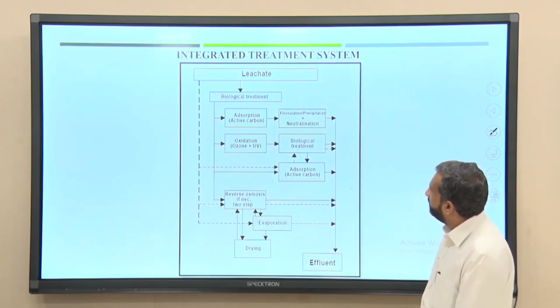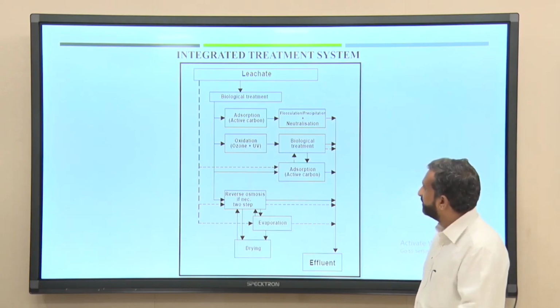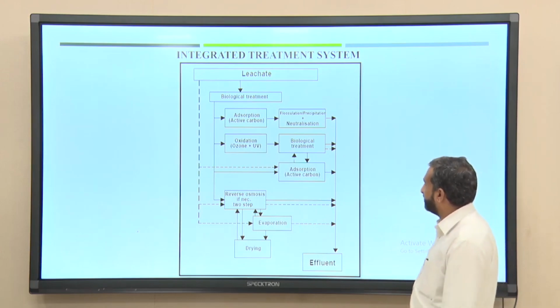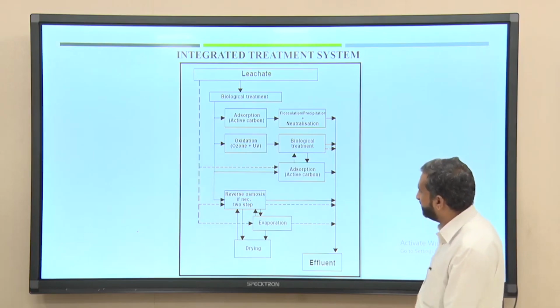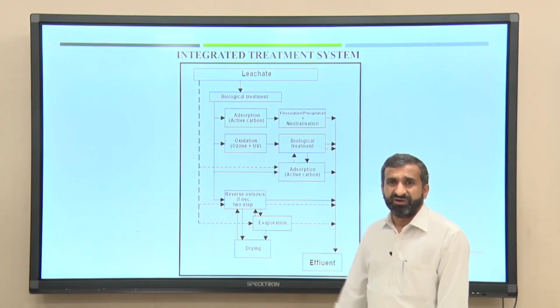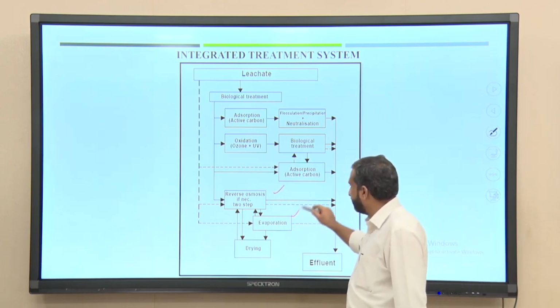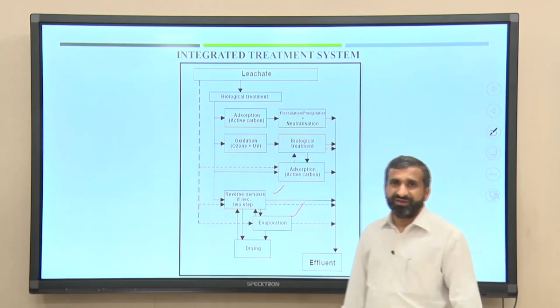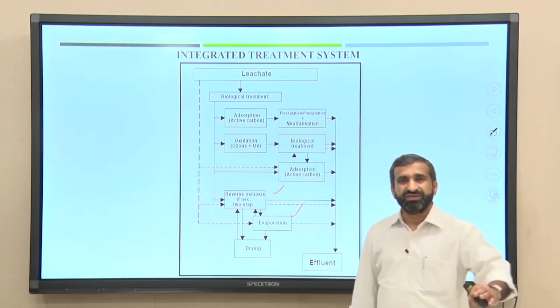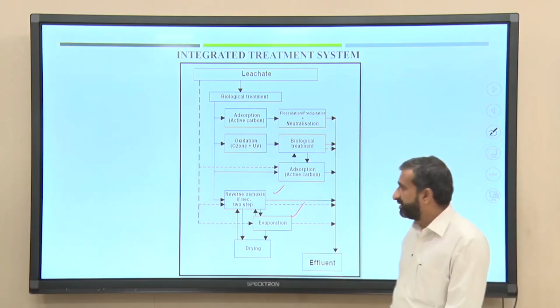So, we can also do an integration for the treatment process, like going for the biological treatment process first. This biological treatment with flocculation, sedimentation, or any kind of biological treatment process like activated sludge process or lagoon process, followed by reverse osmosis and evaporation. That way, if you can combine 2-3 technologies, we will be able to properly treat this leachate.